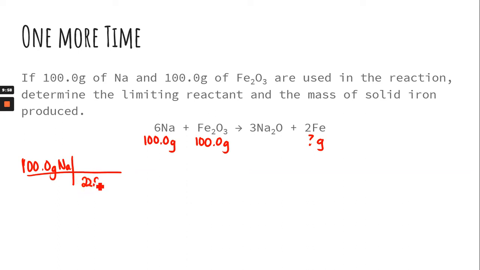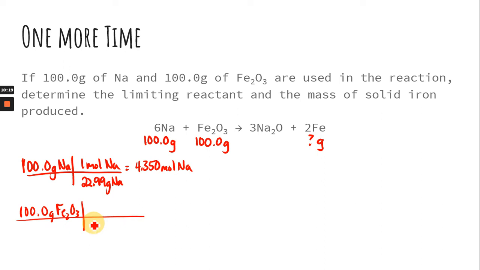So we're going to take the molar mass off the periodic table, and that is 1 mole. For the iron 3 oxide, for the molar mass, we would add 2 irons and 3 oxygens to get 159.7, and that's for 1 mole. And that would give us 0.6262 moles.